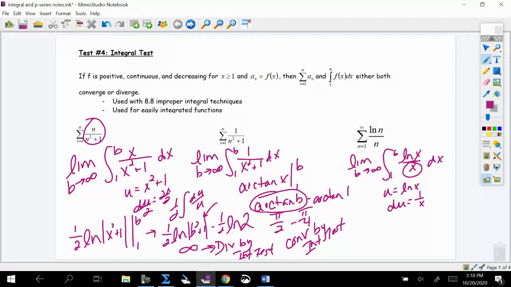This is just a power rule. Currently, this is just a u du, because natural log is just being taken to the first power. So I get u squared over 2. So natural log of x squared over 2, going from 1 to b. And at this point, you may be able to stop, because what you should realize is, again, you're taking the natural log of something that's getting bigger and bigger and going to infinity. That will go to infinity no matter what that lower boundary is. So this one also diverges by the integral test.